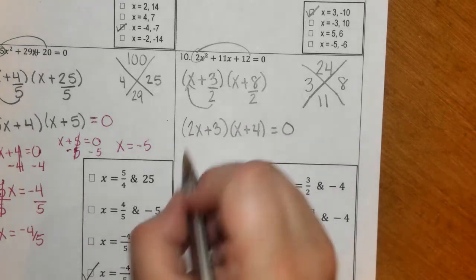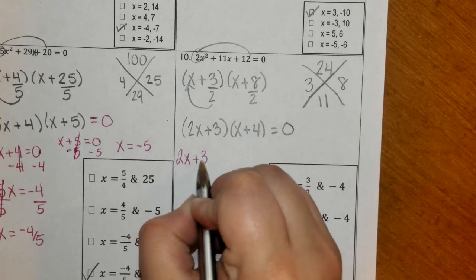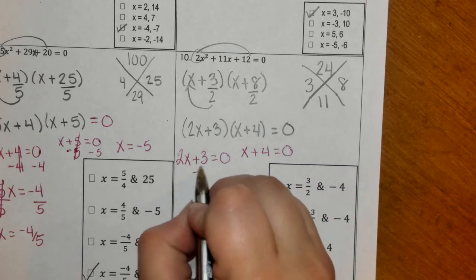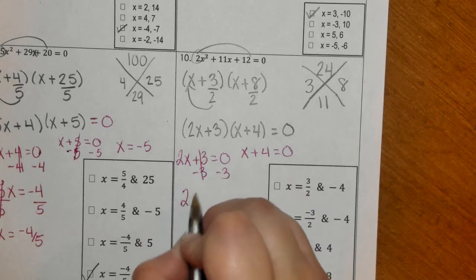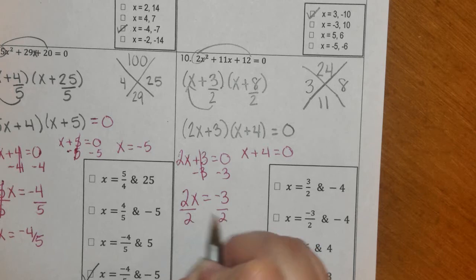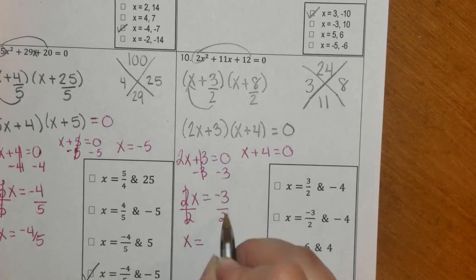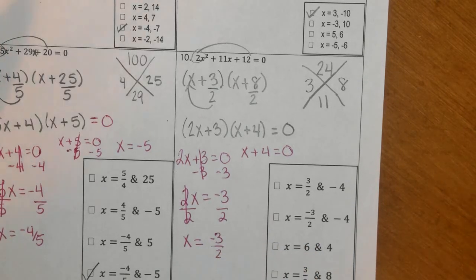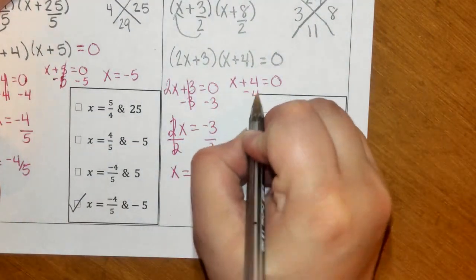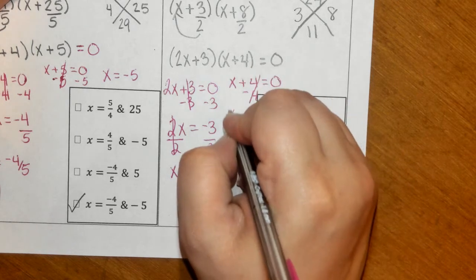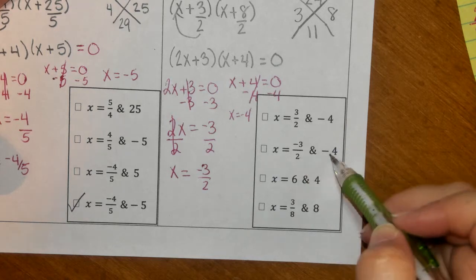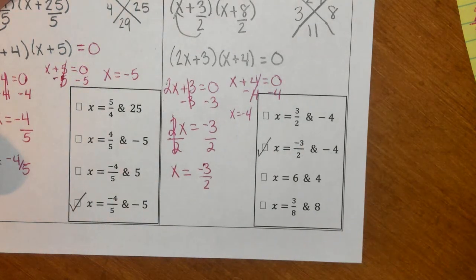Okay, so now we're going to solve each one. Subtract 3. So 2x would equal 0 minus 3 is negative 3. Divide by 2. I know that that is improper. I'm just going to leave it negative 3/2 anyway. It's just fine. And then here I would subtract 4. And x would be negative 4. So this solution would have to be this one here.